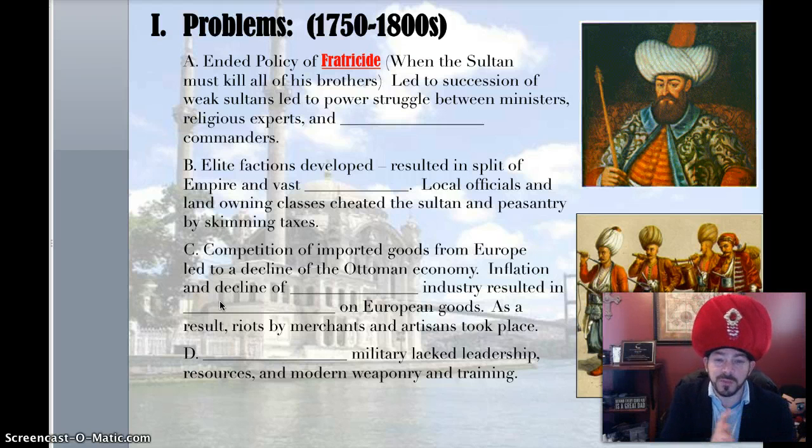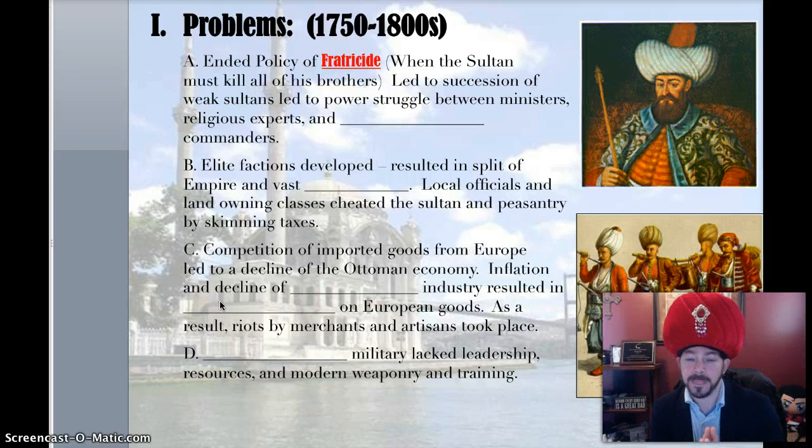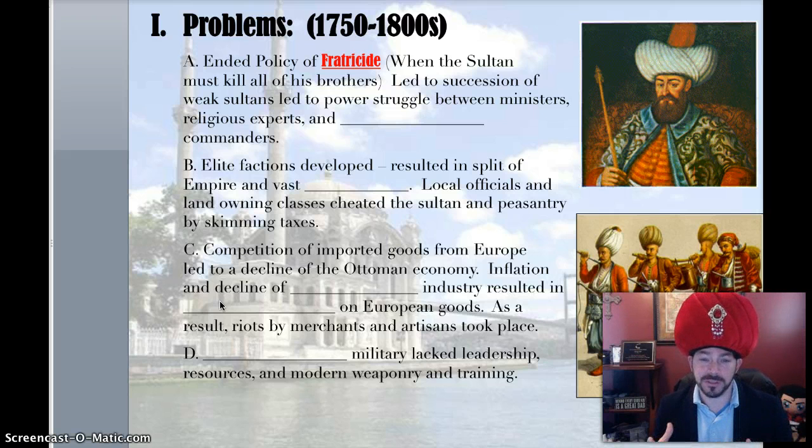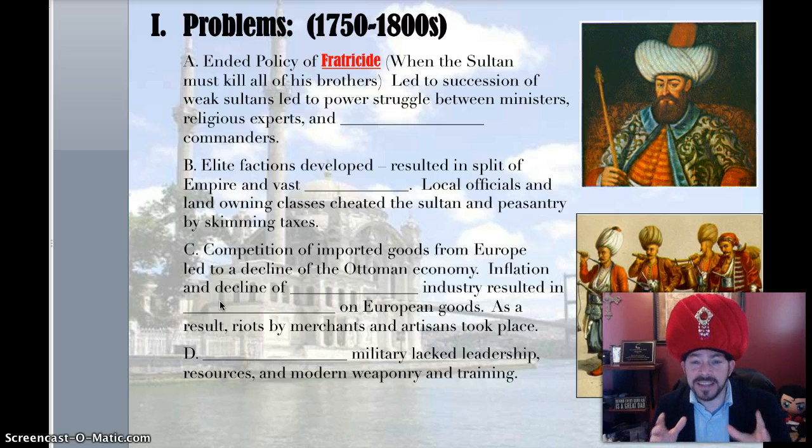And one of the problems is going to be internal. And that problem is something called fratricide. Fratricide was a law passed by the Ottomans that made it mandatory that once a sultan comes to power, that sultan must kill all of their brothers. Pretty brutal.